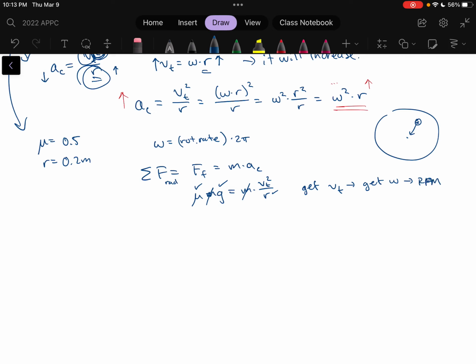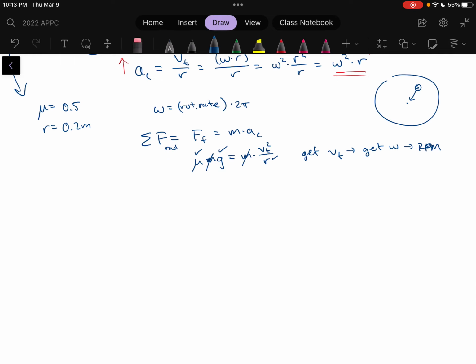It's not a one-step process, of course, but we can do all these steps together. Let's solve for V sub t. If I multiply the r over and take the square root, I'll have the square root of mu times g times r, which in our problem will be 0.5 times 9.8 times 0.2. I get 0.9899. Let's just call it 0.99 meters per second.